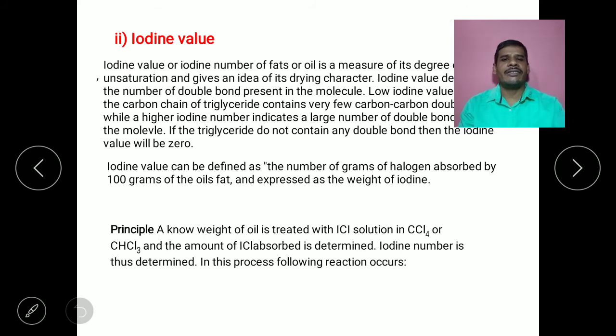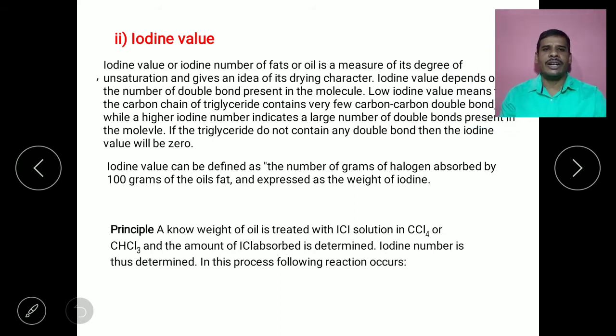See, the next value is the iodine value. My friends, the iodine value is also very important. The iodine value of oils or fats measures the degree of unsaturation. Saponification value is used for determining the average molecular weight, and iodine value is very useful for measuring the degree of unsaturation.